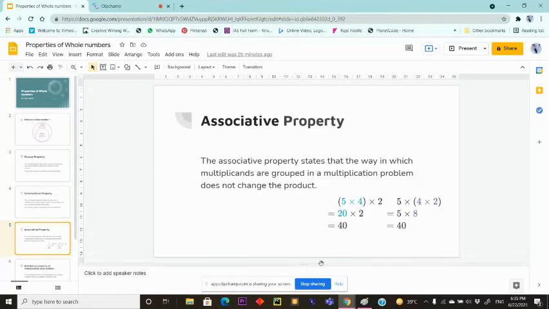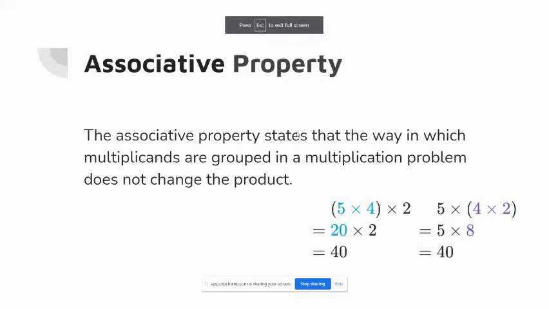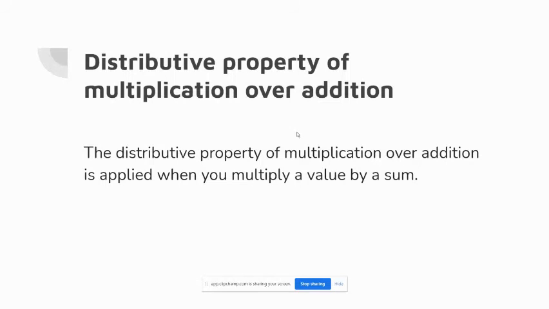So now let's go on to the next. Recap, we're learning about the associative property. Now, distributive property of multiplication over addition. This was a big one. So you are going to learn this. It's very easy, but it looks hard.